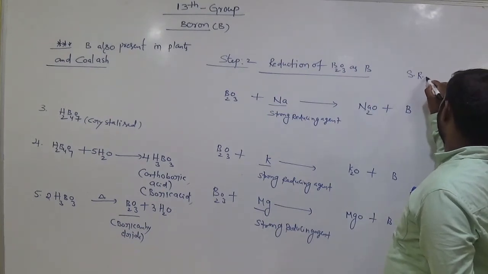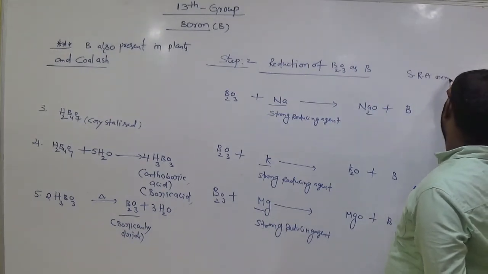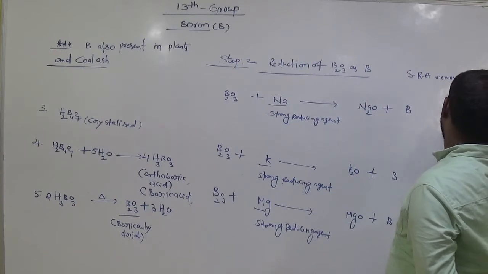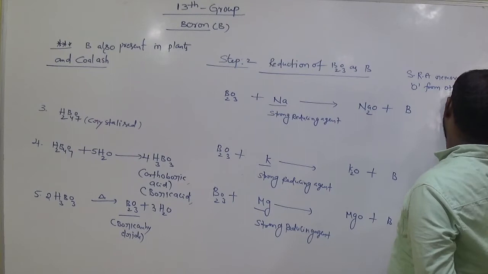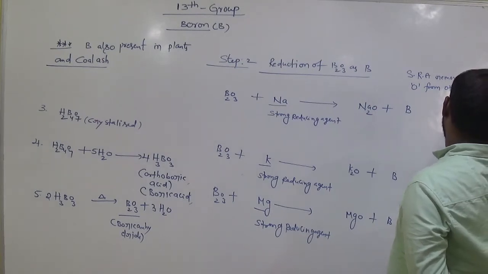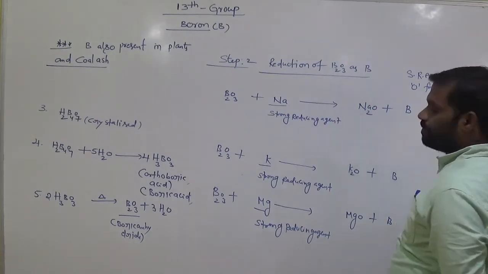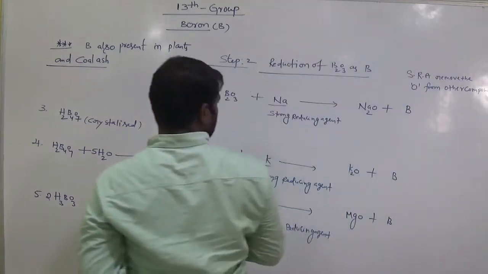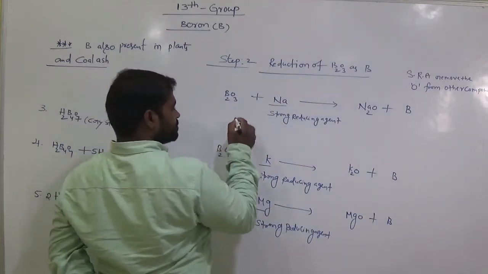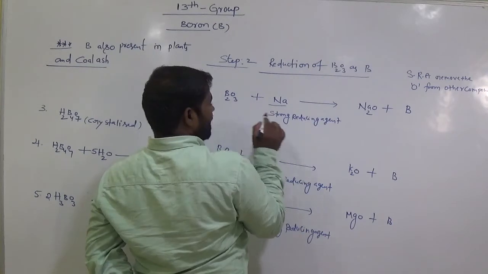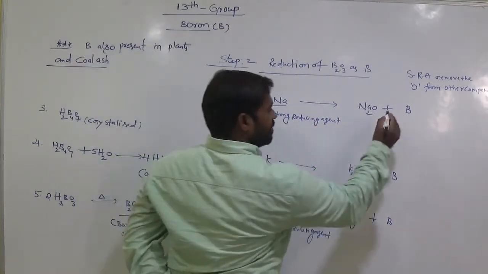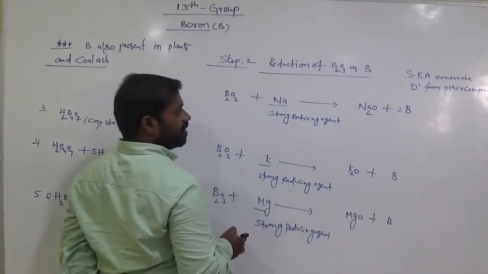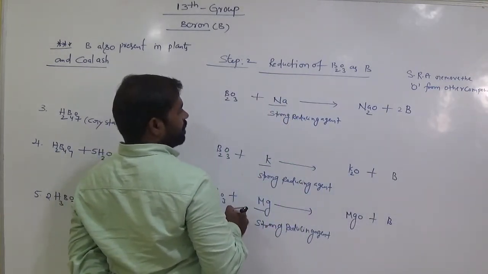Strong reducing agents remove the oxygen from other compounds. Here oxygen is there. If you observe here one thing, balance this equation first of all. Here how many borons? 2 borons. Keep 2 here.